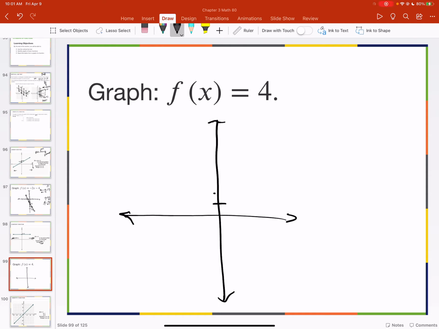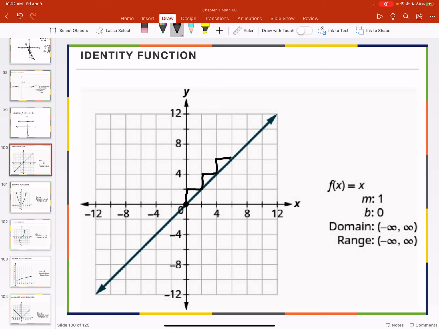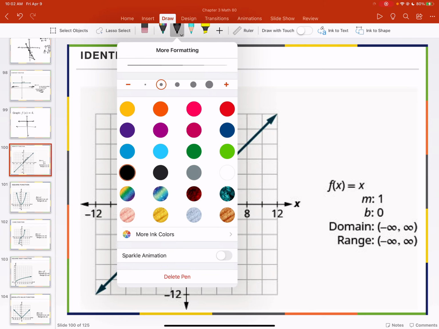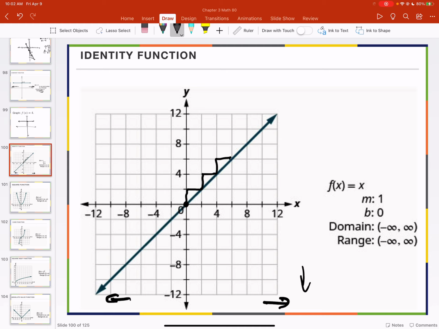Some other popular functions that we should start getting to know and make friends with is the identity function. That's just y equals x. It goes through the origin. It has a slope of 1, up 1 over 1, up 1 over 1. The domain and range, of course, are from negative infinity to positive infinity, and you can see that because it goes out to negative infinity and positive infinity in the x direction, and then down to negative infinity and up to infinity in the y direction.